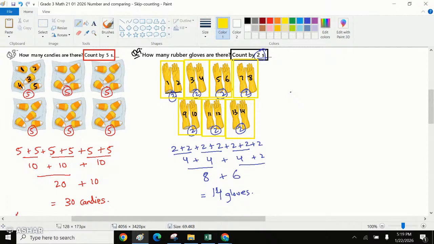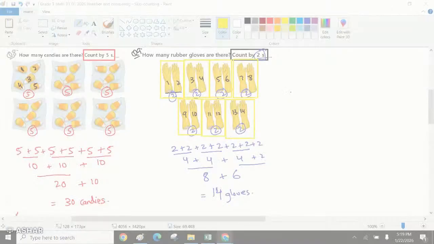Okay. Let's have a look at the next question. Hearts they have. How many hearts are there? Count by twos.